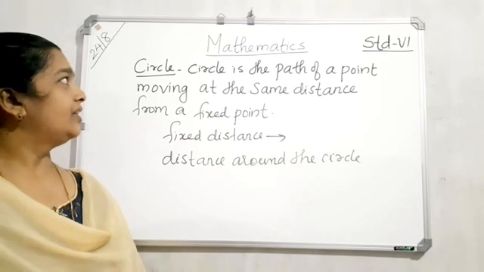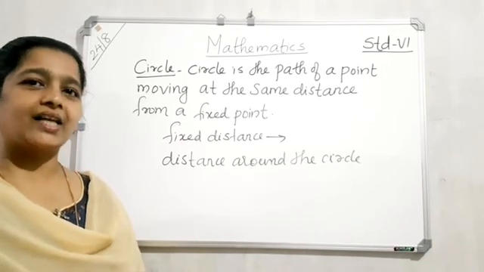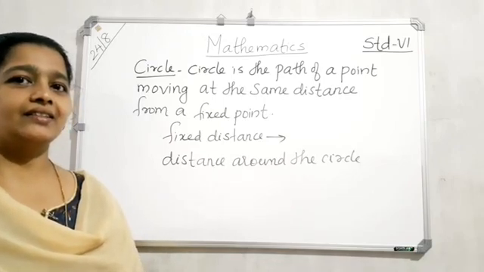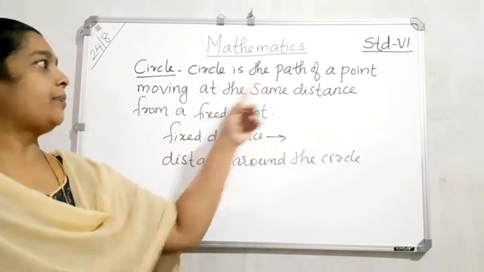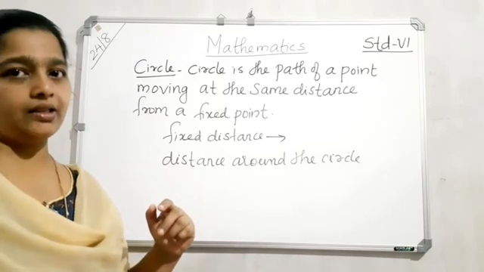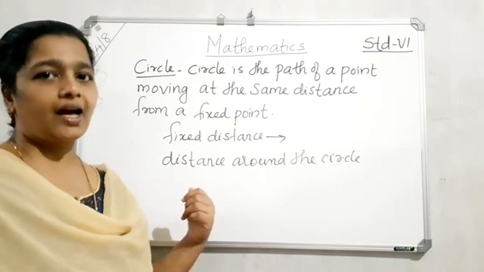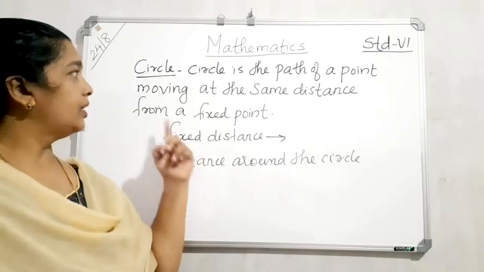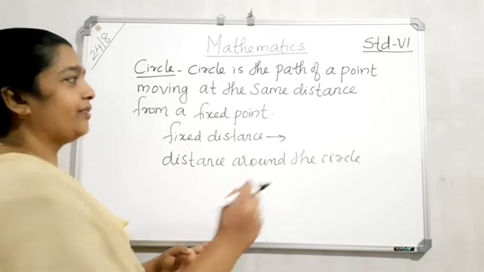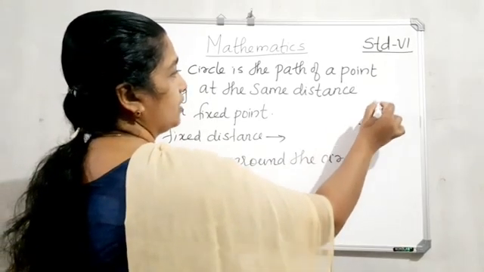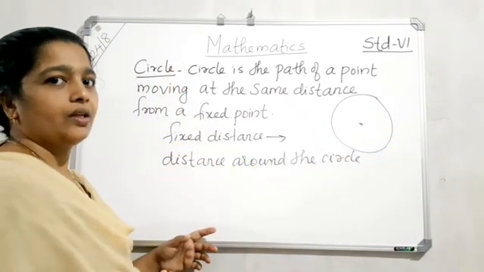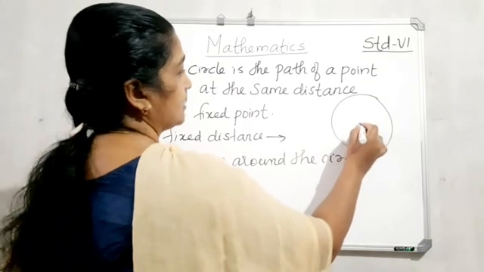Circle. What is a circle? You know circle, and you can draw circle using various radius. Circle is the path of a point moving at the same distance from a fixed point. So, you can draw circle using radius. So, what is radius and what is circle?